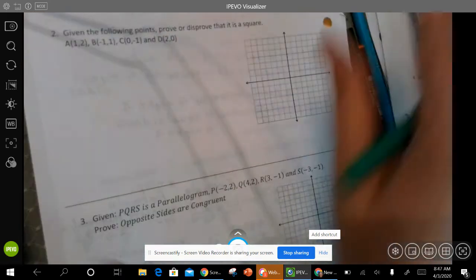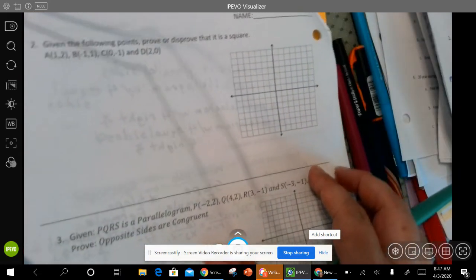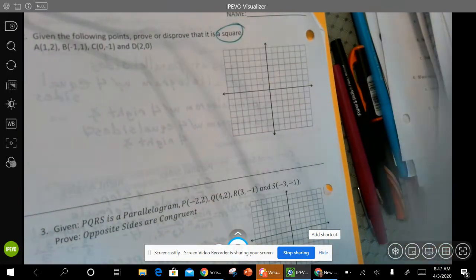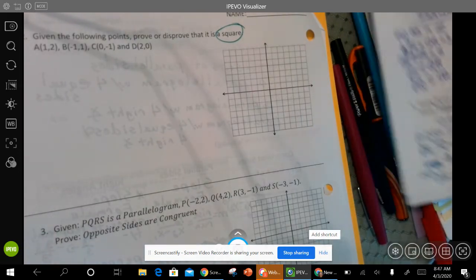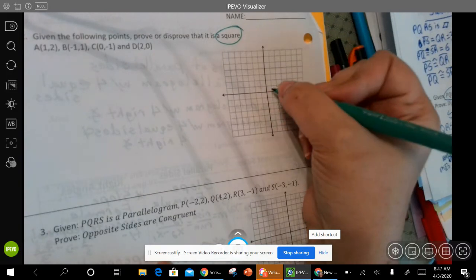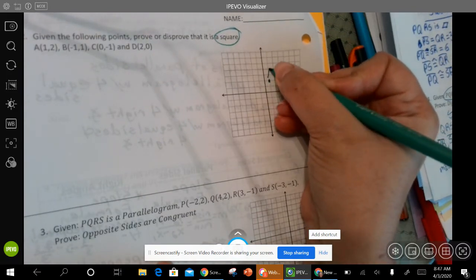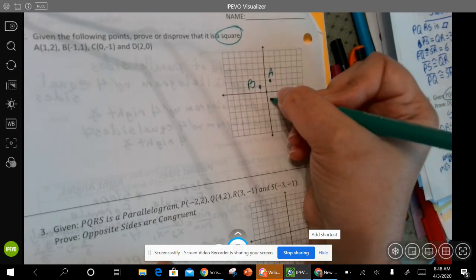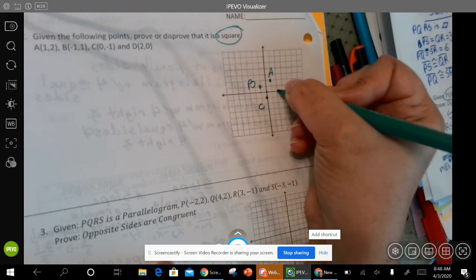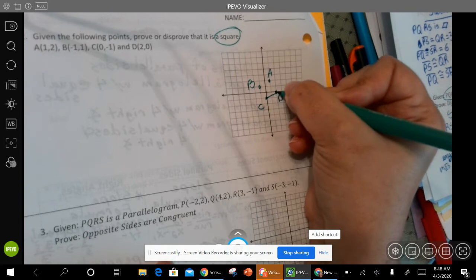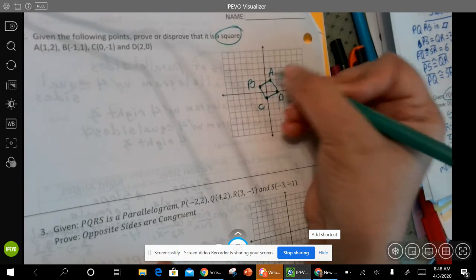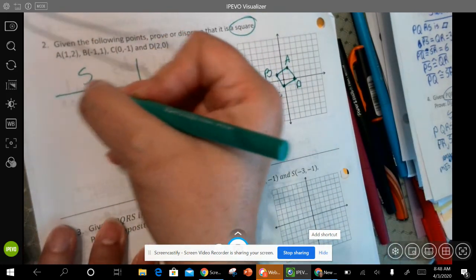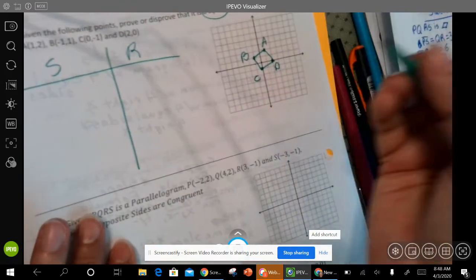Okay, so it says, given the following points, we need to prove or disprove that it's a square. Okay, so we're going to prove it. So we're going to graph it. So at 2, 2, negative 2, 1, 0, 1, 2, 2. Okay, so we need to prove.